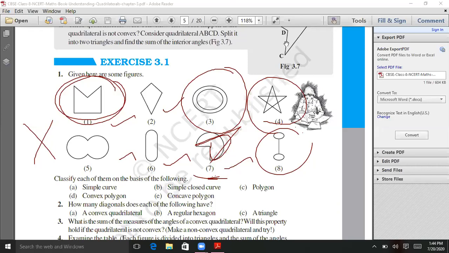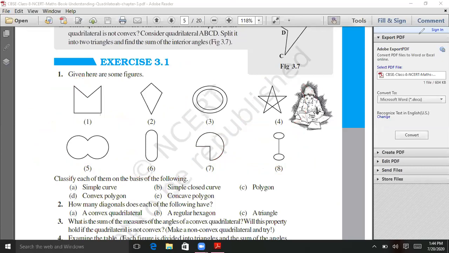The simple closed. All the ones we have just called simple are closed also. This first, second, fifth, sixth, seventh. These are simple also and closed also. So A and B answers are 1, 2, 5, 6, 7. Right? Let's move to the polygon now.